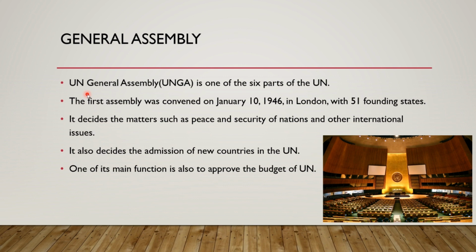So, what is the function of the General Assembly, or what does the General Assembly do? The General Assembly decides matters such as peace and security of nations and other international issues. It also decides the admission of new countries. One of its main functions is also to approve the budget of the UN. Every organization needs money to run, so the General Assembly approves the budget of the whole United Nations Organization.